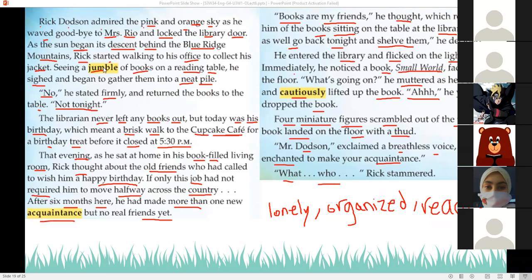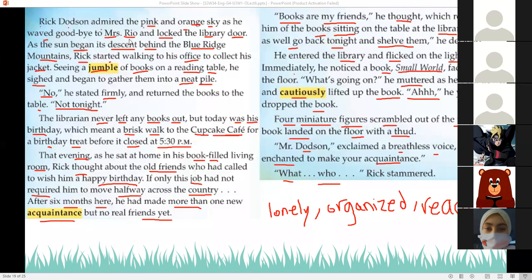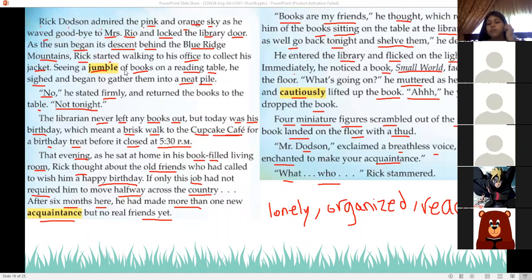Okay, so what do we mean by the word jumble? Like a lot of books together. Mixed. You have to use the word mixed together. Okay. So can you tell me about the character here? What is our first character? The character is Rick Dawson. And what about the setting? Where did the story happen? The place is the library. And what about the time? The time was evening. How do you know it's evening? Because he said the pink and orange sky. Yes, exactly. So you know that it's evening because at evening the sky turns orange, for example.